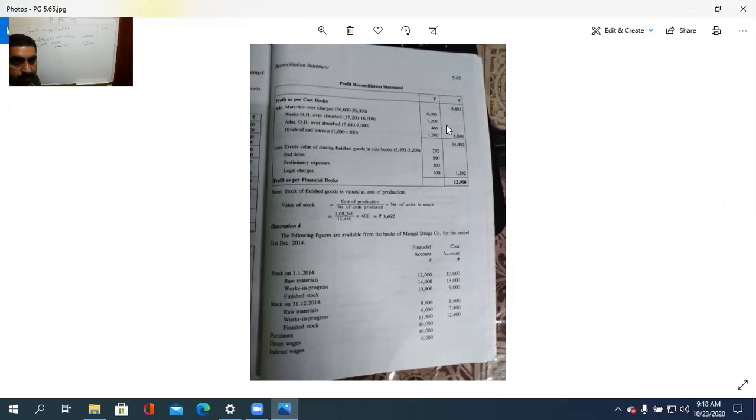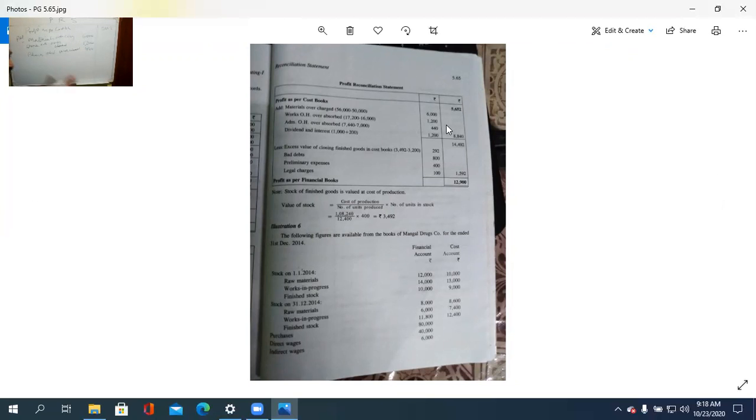Then, like the same, administration overhead also. Overhead over absorbed. How much? 7,440 in the cost books, while 7,000 in the financial books. So 440. Then dividend and interest.